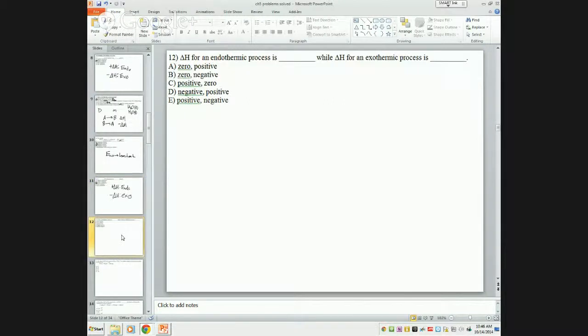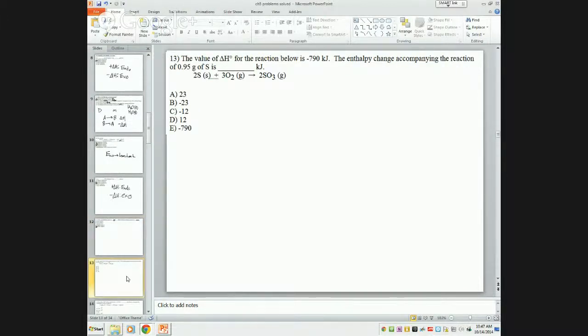All right, number 12. Another one where we're trying to match positive and negative with the endo and exo. All right, so it's just like the last one, but different. Delta H for an endothermic process is positive, while delta H for exothermic is negative. So choice E.